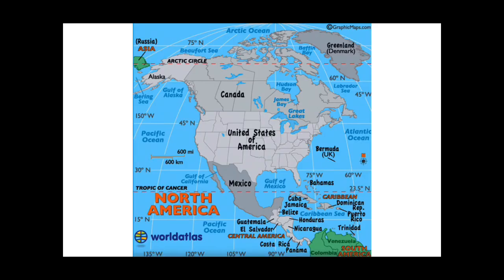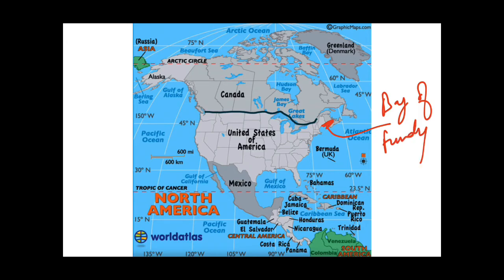So guys, let us see some more features. As you can see that this is the boundary between Canada and USA. So here you can see one bay lie over here, this one. This is known by the name Bay of Fundy. So guys, let me show you this in the other map.